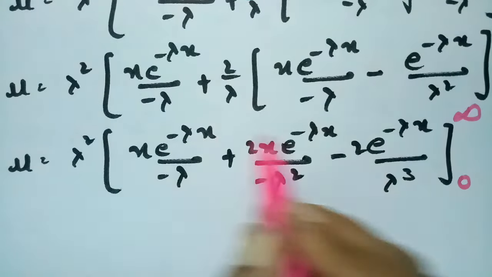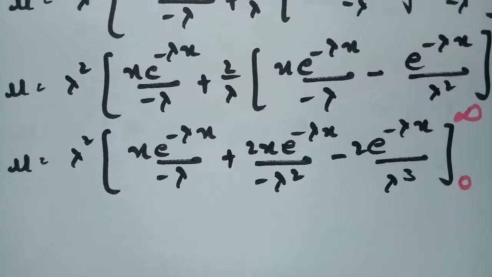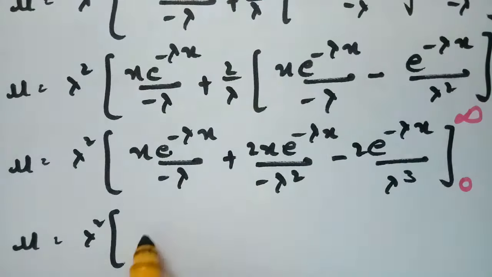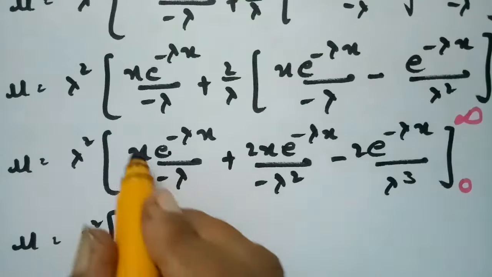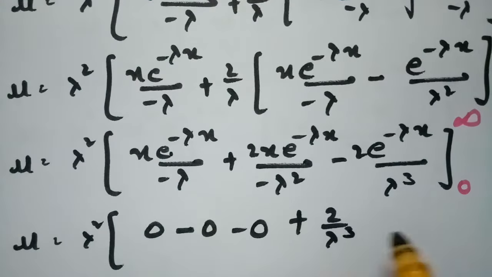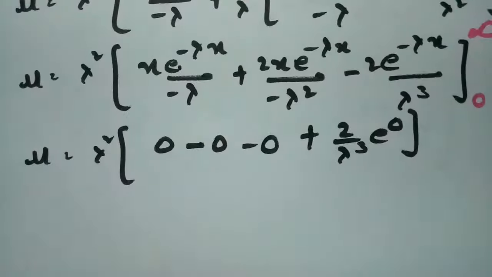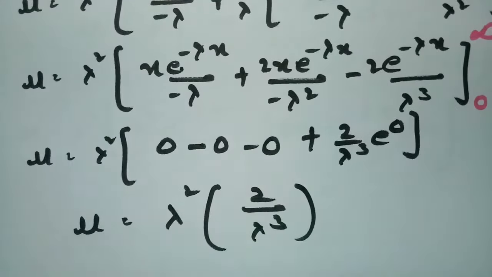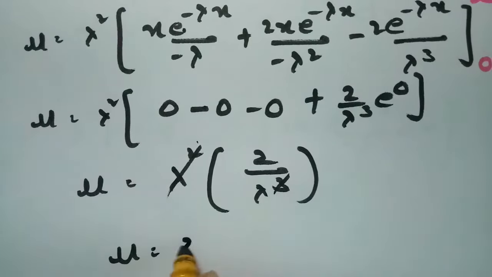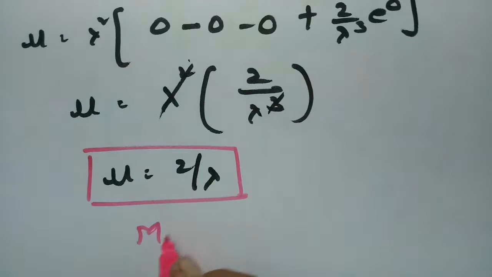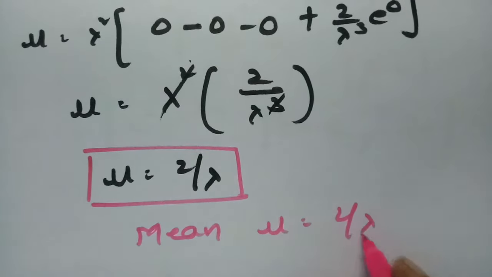So e to the power of infinity is 0. So mu is equal to lambda times of e power infinity, 0. So the upper limit is 0 and with the lower limit, this is 0 and this is again 0 and this is minus of minus 2 by lambda cube times of e power 0. And see, mu is equal to lambda square into 2 by lambda cube. So if I cancel for 2 times, mu will be 2 by lambda. So we got the mean of the distribution value, the mean mu is equal to 2 by lambda.